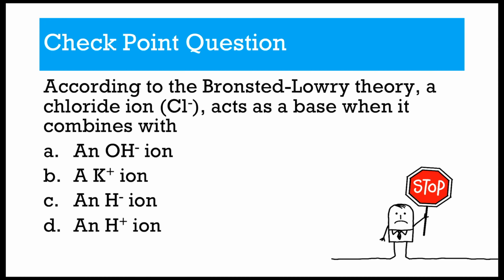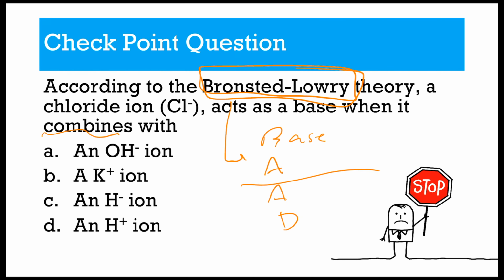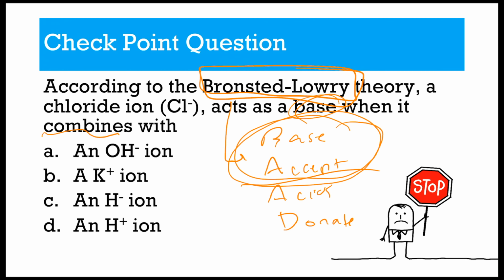Okay, checkpoint question. According to the Bronsted-Lowry theory, a chloride ion acts as a base when it combines with. Now here we're talking about this theory, and that's when you should be thinking about BAAD: bases accept, acids donate. In this case, we're saying chloride is going to act as a base. It means bases need to accept. And what are they accepting? They're accepting H+. So it's saying that Cl- can be a base if it has the capability of accepting that H+. That's what makes it a base.